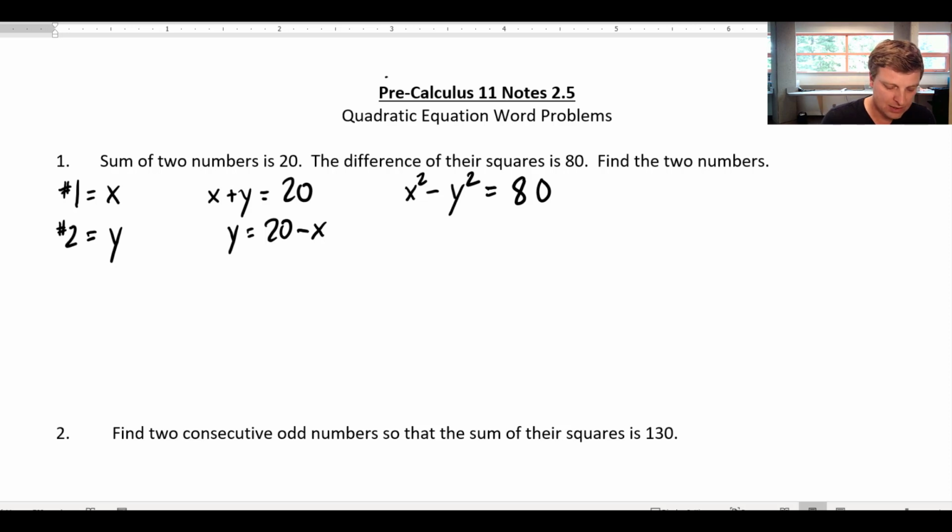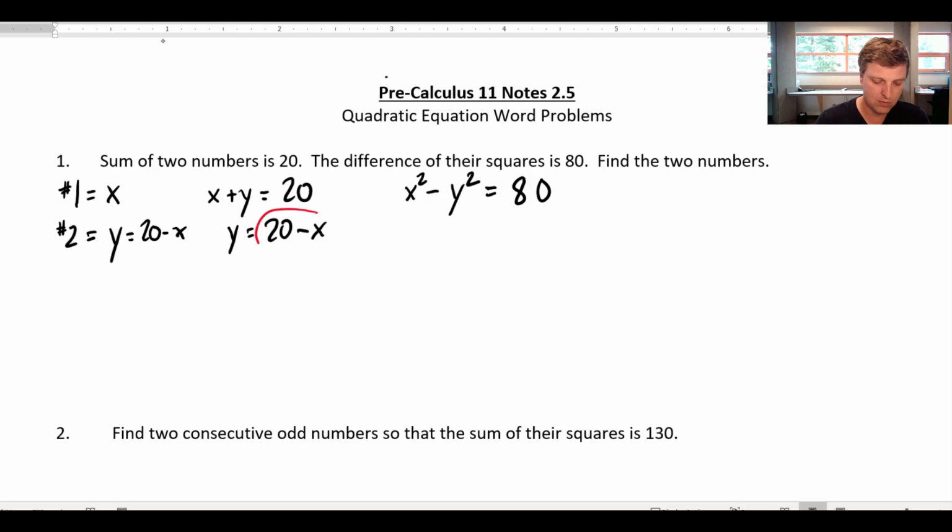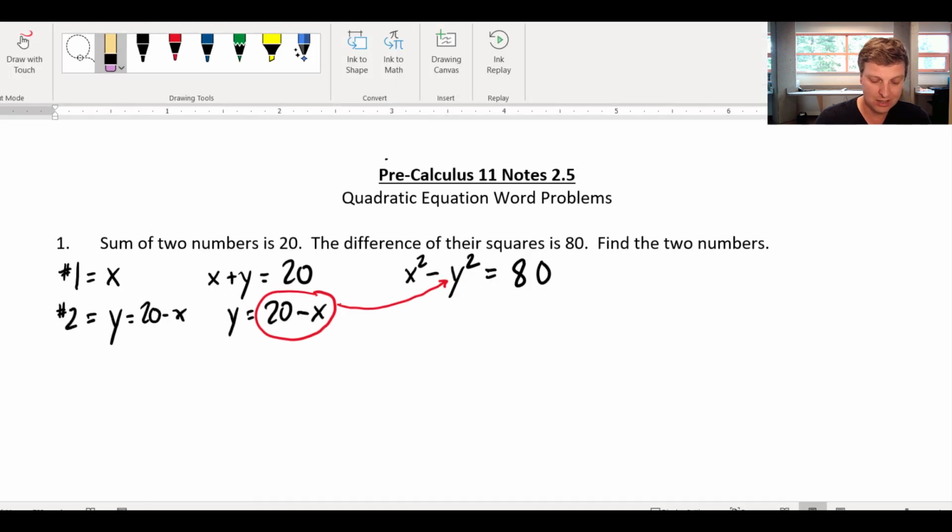So if I say y is equal to 20 minus x, now what I've done is I've written both of my variables just in terms of x. The first number is x, the second number is 20 minus x. And so I only have one variable to work with. What I can now do is take this expression, 20 minus x, and put it in here for y, because y is 20 minus x. And what that's going to do is eliminate one of my variables.